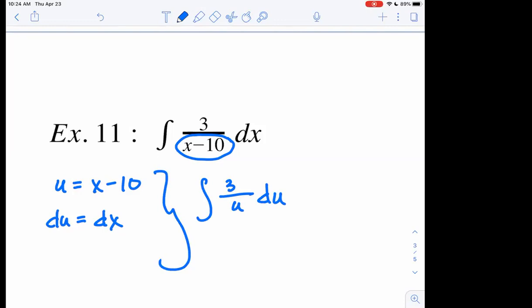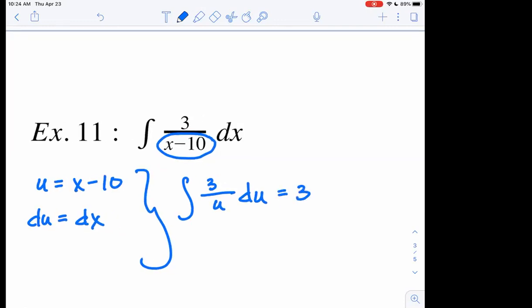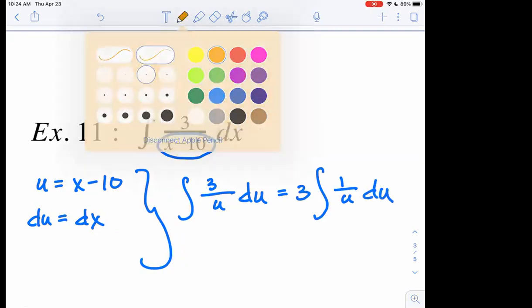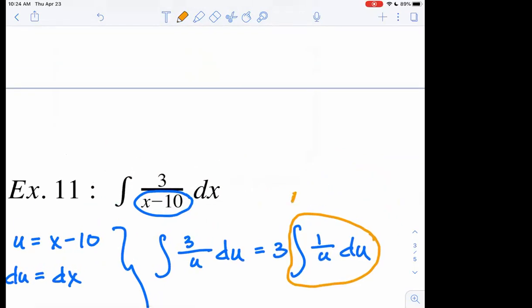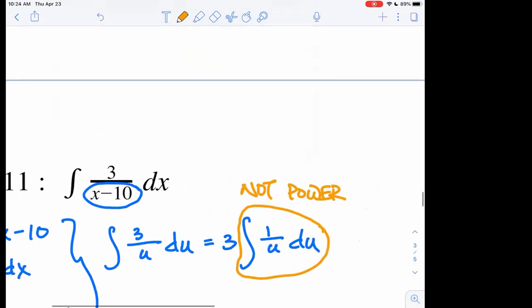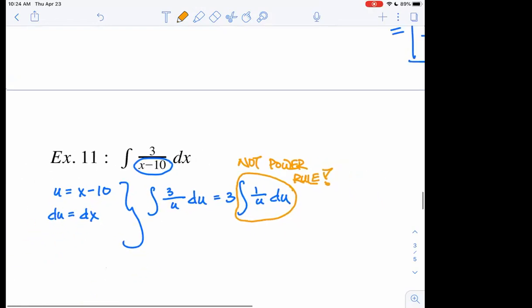Now, since 3 is a constant, I can bring that out to the front. And now look what I have here: 1 over u du. This is, and I'll write it up here, not the power rule. I know we're in a section where we're not really talking about the power rule, so you're like, well, of course it's not. But on an exam, when it's mixed up with everything else, we need to make sure we know that the integral of 1 over u is not the power rule, but it's going to give us natural log of u.